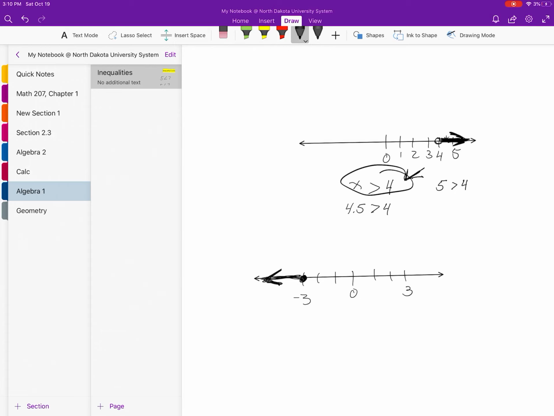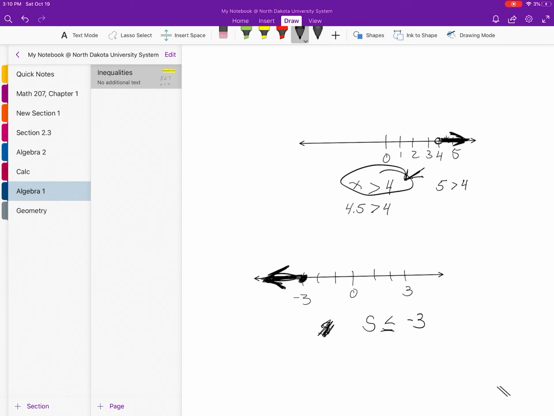But is my x less than negative 3 or greater than negative 3? Which direction am I pointing? Pointing in the negative direction, right? So I'm going to have all points s, less than or equal to negative 3, because we have a solid dot.